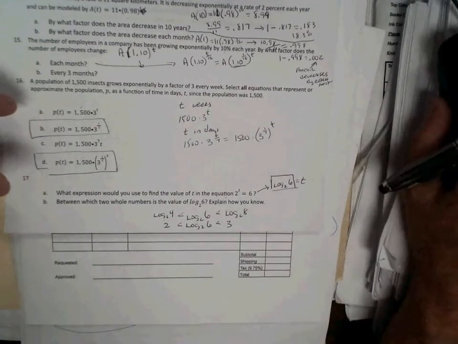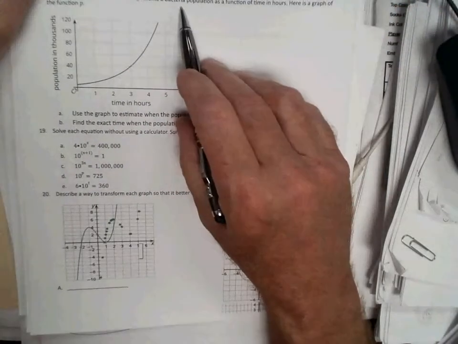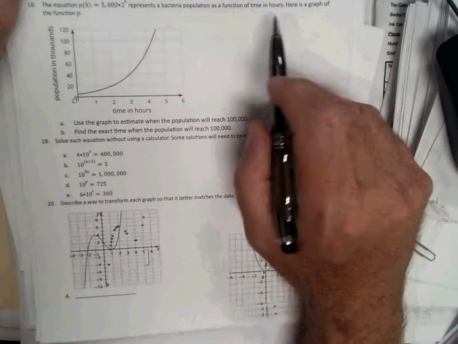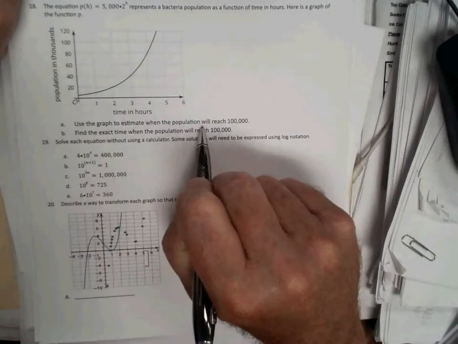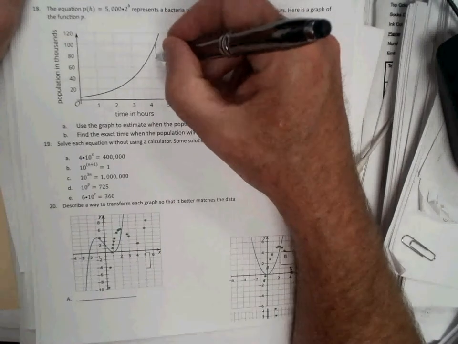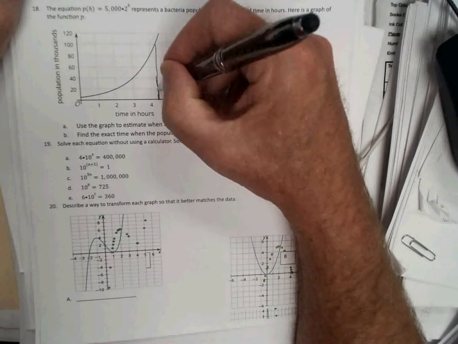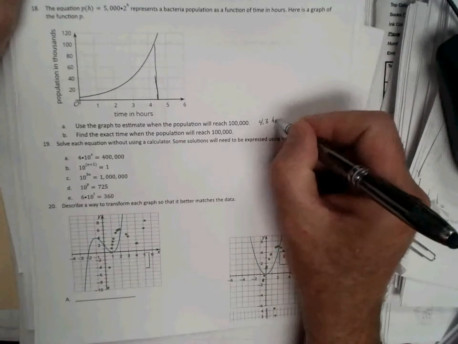And let's look at 18. Here's the equation. Here's the graph. It represents a bacteria population as a function of time in hours. Here's the graph of the function P. Use the graph to estimate when the population will reach 100,000. This is the population in thousands. Here on the graph, we can look at it, and we could say that that's a little less than 4.5, so I'm going to say at about 4.3 hours would be a good estimate for that.